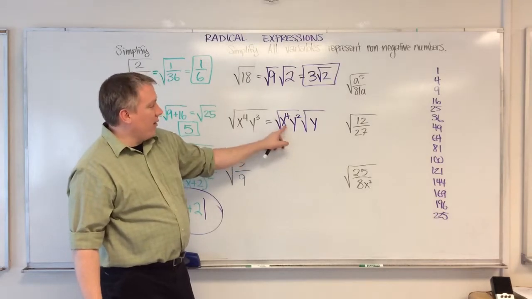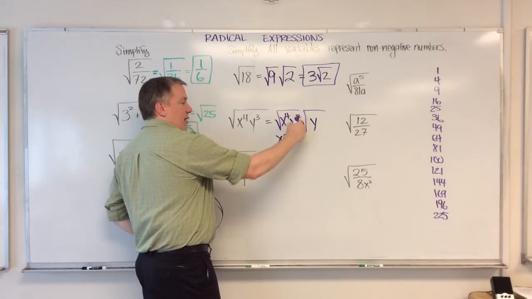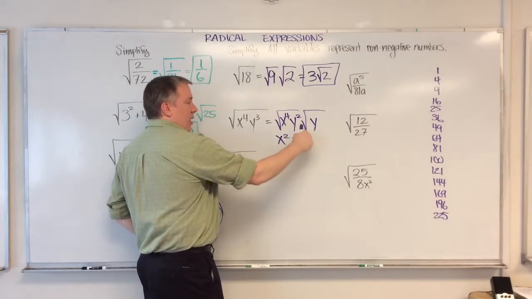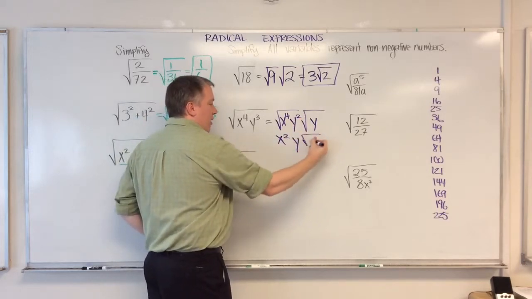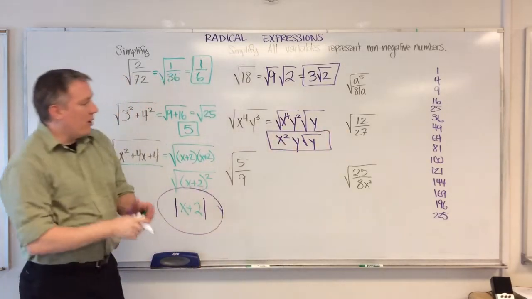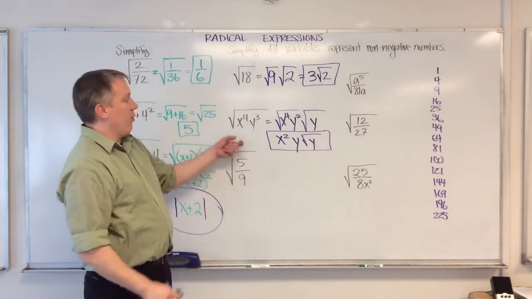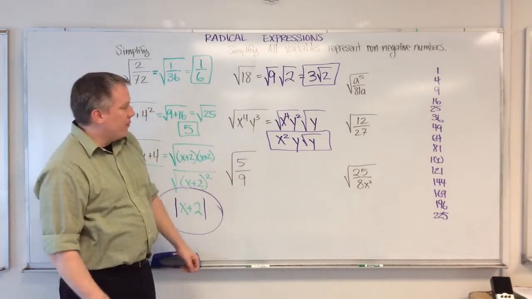So if I take the square root of x to the 4th, that's x squared. If I take the square root of y squared, that's just y. And then this I can't take the square root of, that's left over, and that is my answer. So x squared y times the square root of y is the standard simplified form of this expression.